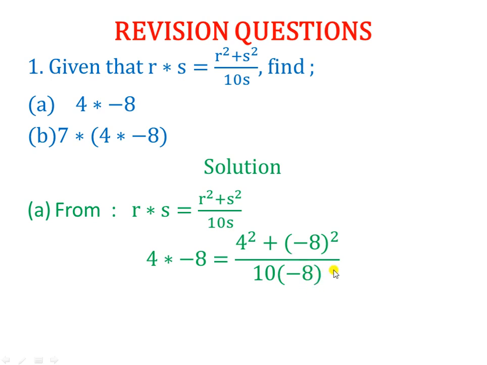From this point, you simply press your calculator carefully. When you square 4, you will get 16. When you square negative 8, you get 64. And when you multiply 10 by negative 8, you get negative 80. But when you add 16 plus 64, you get 80, then divide by negative 80, which gives you negative 1.